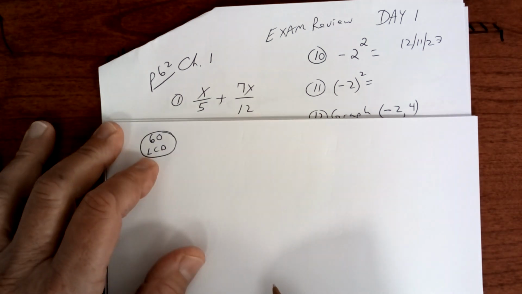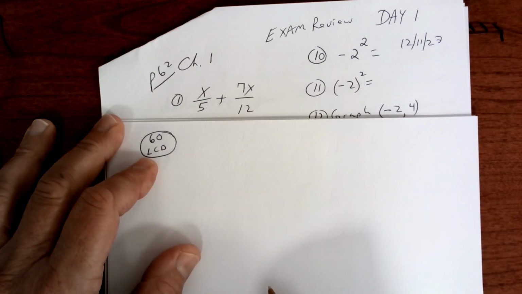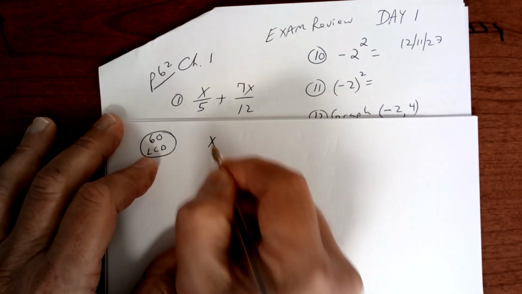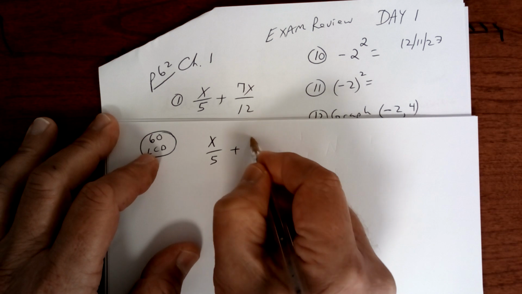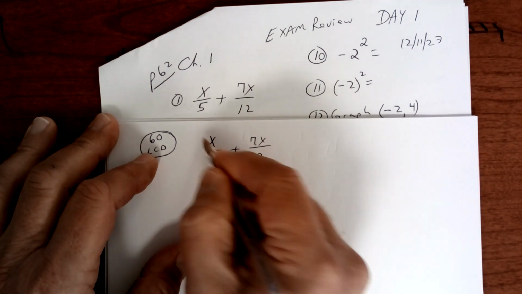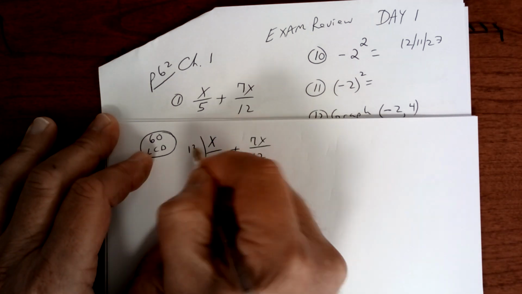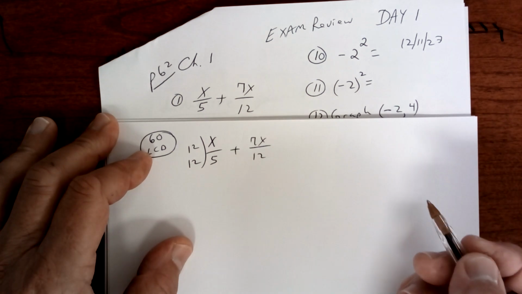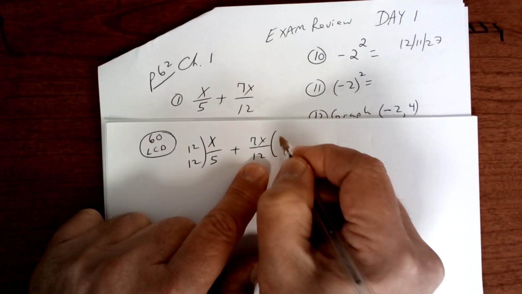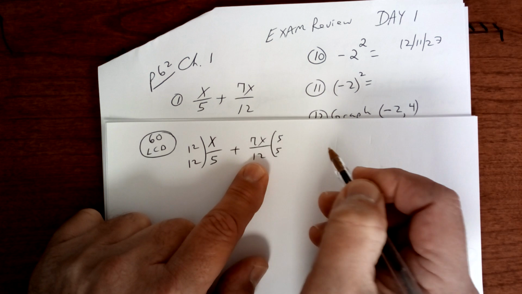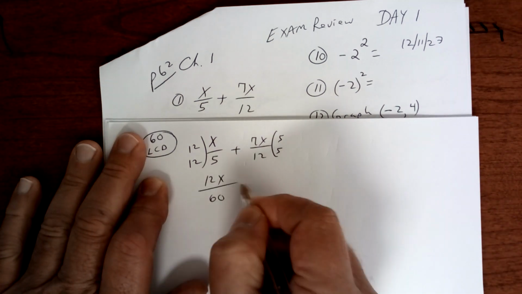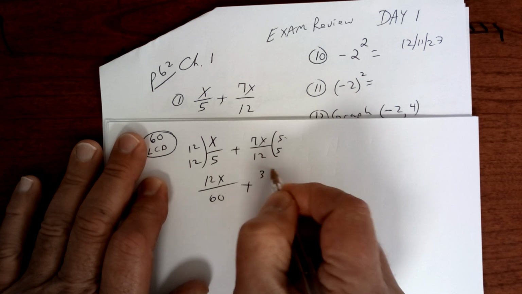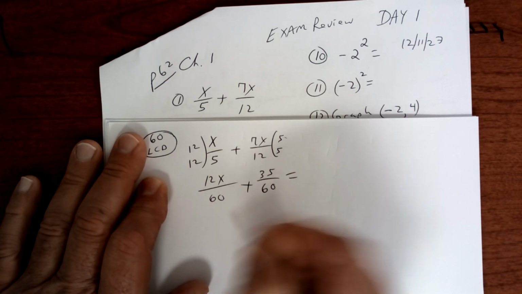Okay? So on this one right here, I'm trying to make that bottom number a 60. So I'm going to multiply by 12. This one, I'm going to multiply by 5. When I do that, I get 12x over 60 plus 35x over 60. Now I have the same denominator.